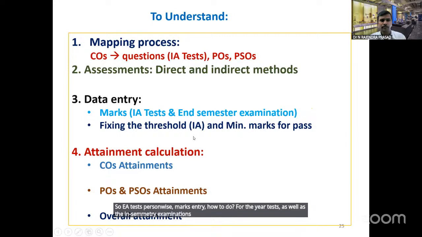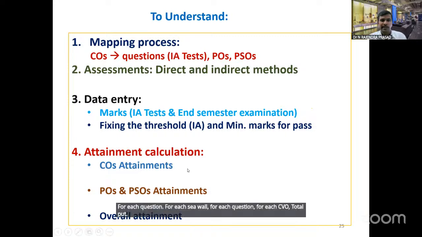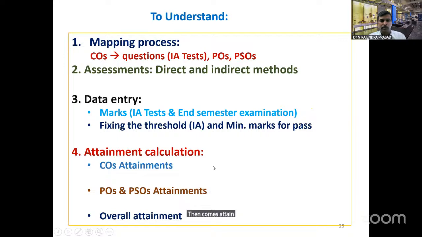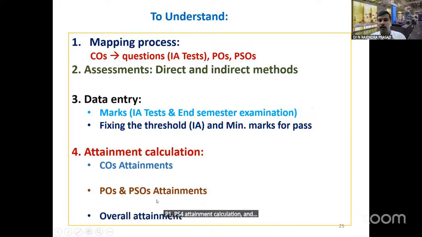To calculate the attainment, you have to fix some threshold. Threshold means the minimum marks for pass, which you have to put for each question, for each CO. Then comes attainment calculation. There are three steps of calculations. One is CO attainment calculation, then PO and PSO attainment calculation, and overall attainment, then summarizing all these things.